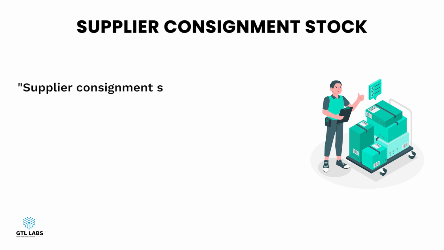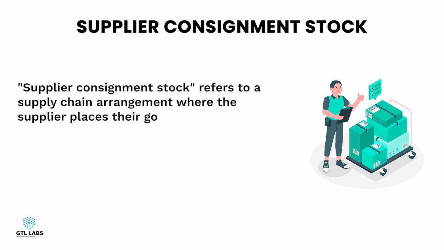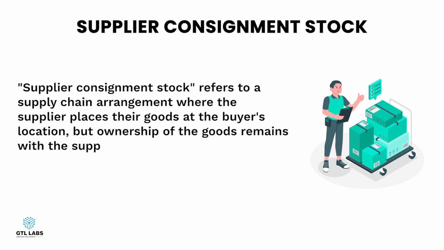Supply consignment stock refers to a supply chain arrangement where the supplier places their goods at the buyer's location. But ownership of the goods remains with the supplier until they are used or sold by the buyer.